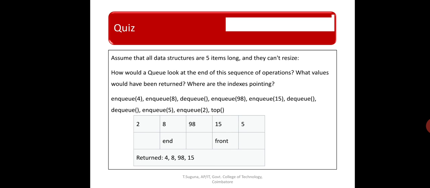This slide shows the answer for the operations. The first operation is NQ4. This is performed at the front position. NQ4: the 4 is available in the queue. Then we insert 8, so 4 and next 8 are available. Then DQ the element. DQ returns the value 4, so the queue only holds 8. Both front and end pointers point to the element.